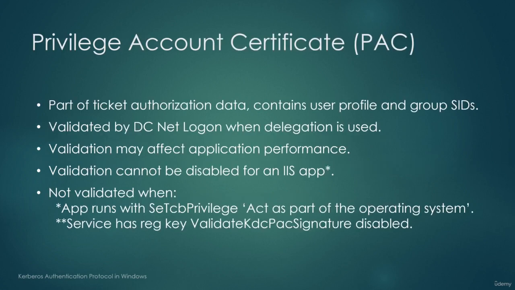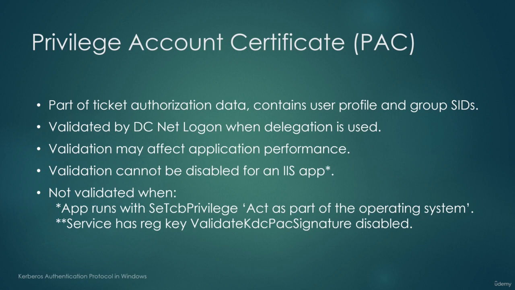Privilege account certificate is an extension of the authentication data field in the client's Kerberos tickets. It contains information such as user profile information, security identifiers, and group membership. The mid-tier service performs PAC validation through the DC Netlogon service as part of the authentication process when delegation is involved. It is a security feature that addresses PAC spoofing, preventing an attacker from gaining unauthorized access to a system or its resources by using a tampered PAC.